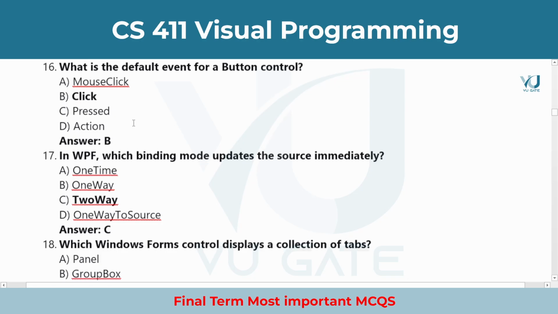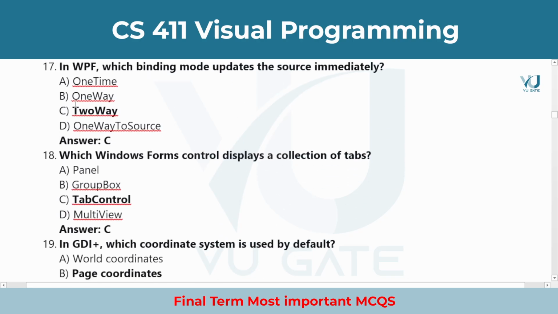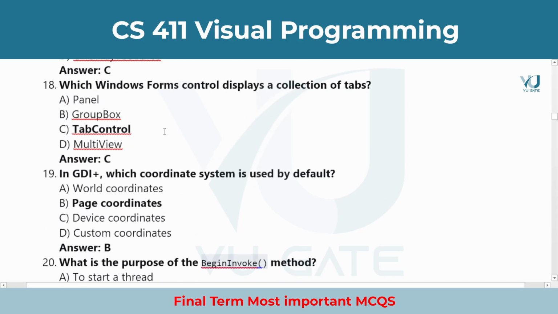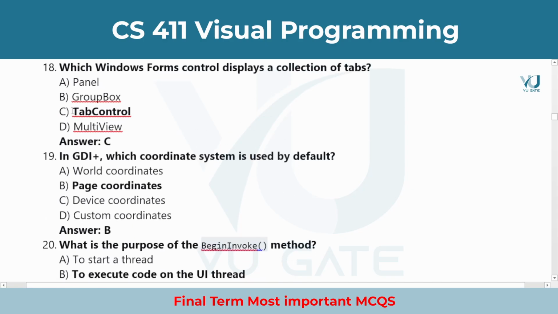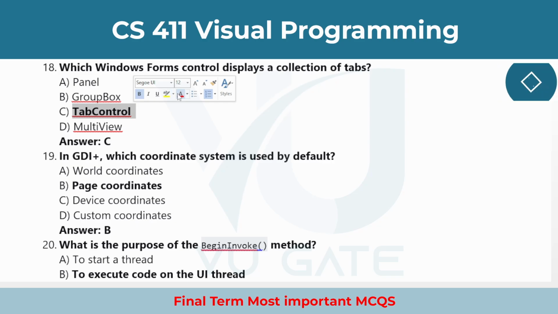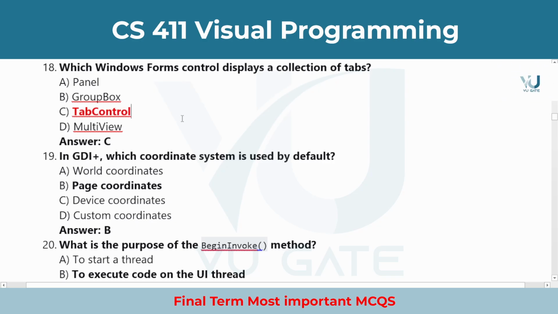Question 17. In WPF, which binding mode updates the source immediately? The correct answer is option C, Two-way. Question 18. Which Windows Forms control displays a collection of tabs? The correct answer is option C, TabControl.